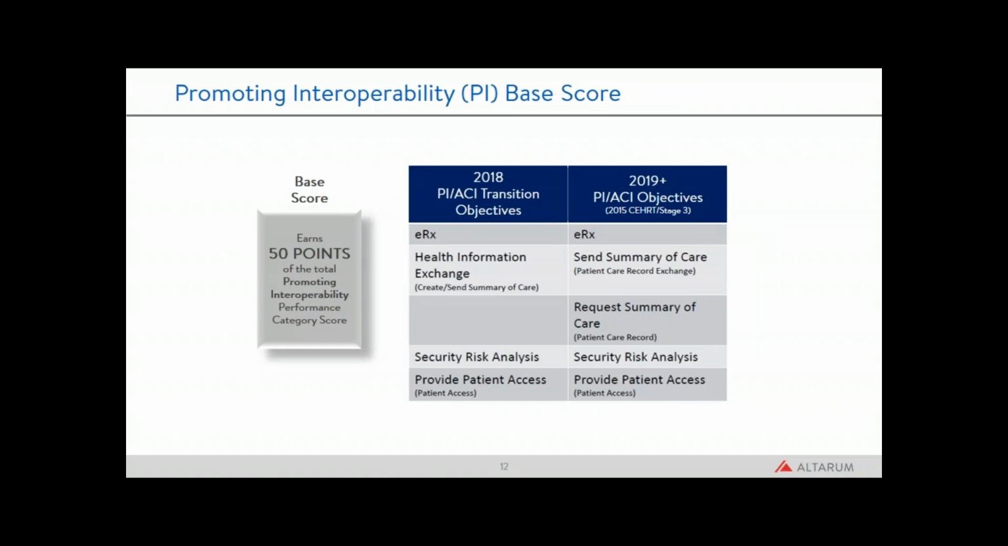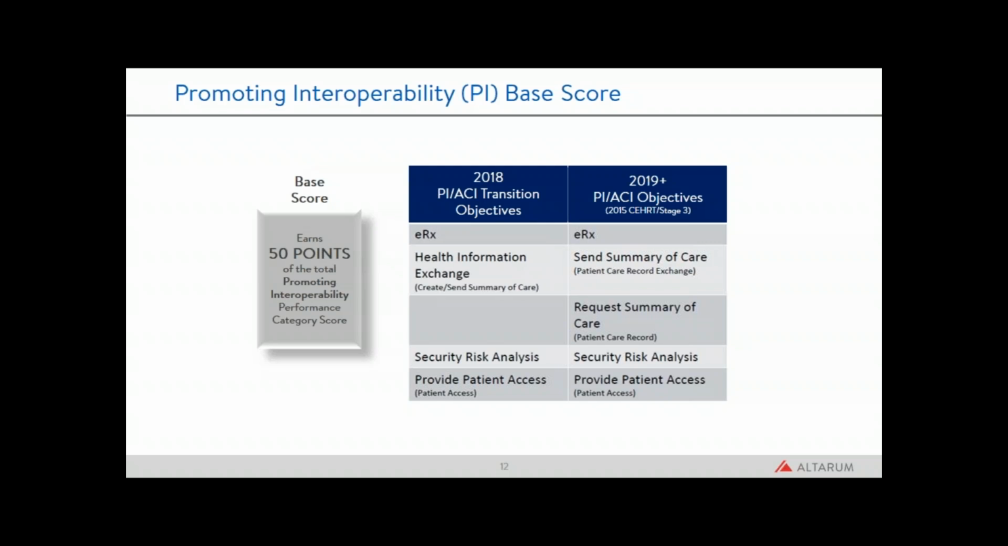So looking at the base score, I'm going to draw your attention to the fact that we have two sets of measures here. And you've got some options on whether you are going to use the 2018 PI ACI transition objectives. These correlate to the modified stage 2 objectives. This is likely to change once the final rule comes out, but as the rule stands right now, that second column denotes the regular PI ACI objectives.